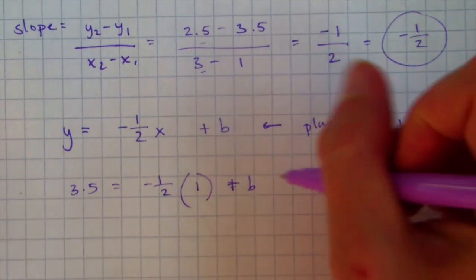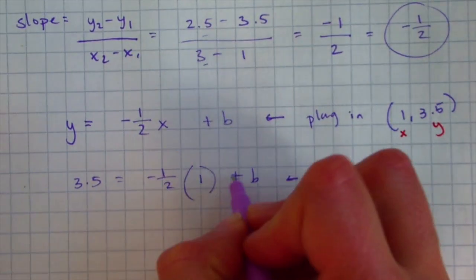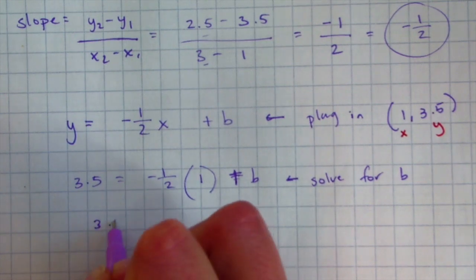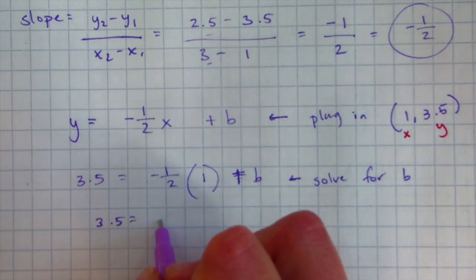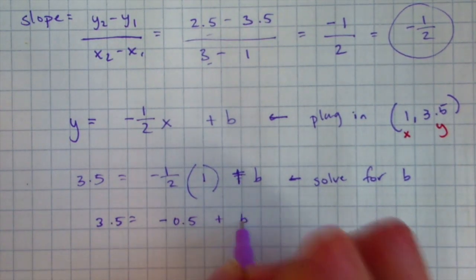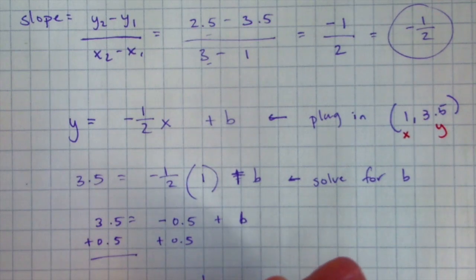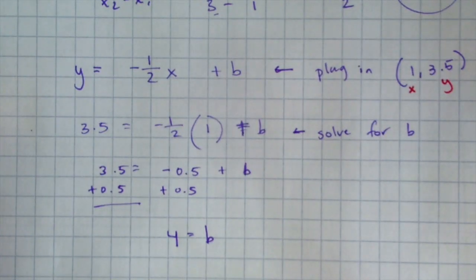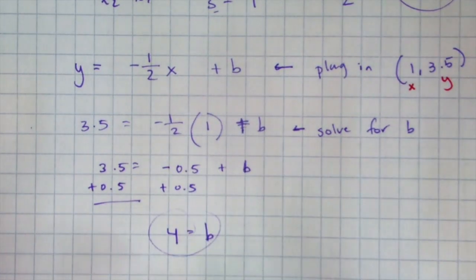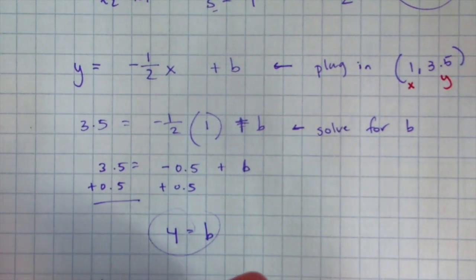And then from here, solve for b. 3.5 equals, I'm going to convert this to a decimal to make it easier, so negative 1/2 times 1 is going to be negative 0.5 plus b. I'm going to add 0.5 to both sides, and I get b is equal to 4. Ooh, good thing it's not a decimal. Okay, so now I have my y-intercept. I already found my slope way up here. I'm going to put it all together. The equation for my first line is y equals negative 1/2 x plus 4.